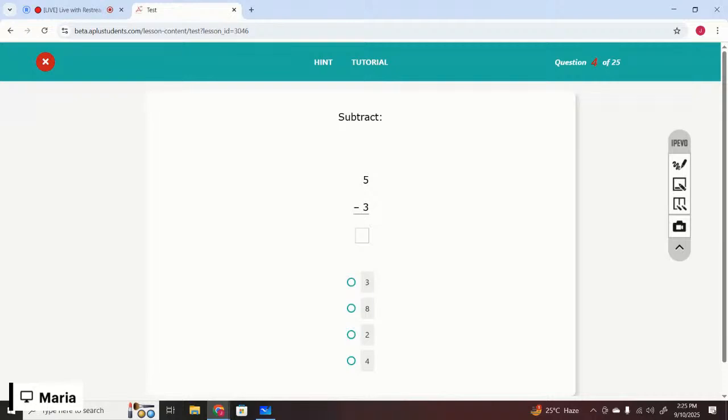5 take away 3 is: start with 5 and count back 3 digits. So it would be 2. Option number 3 is the correct option.